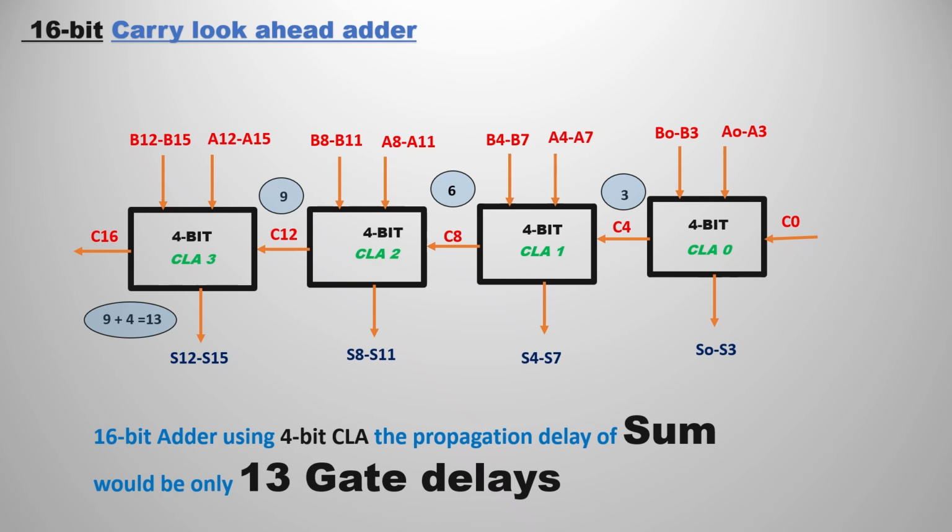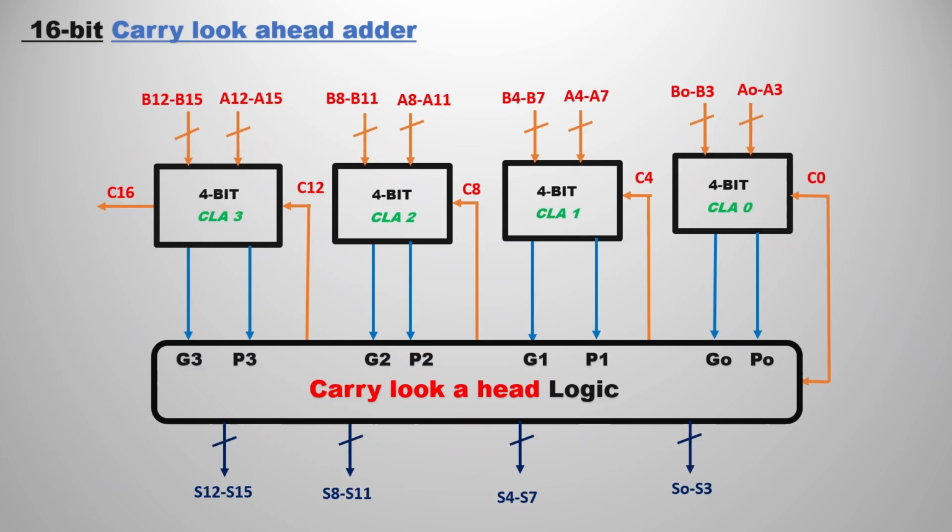I hope you understood the first representation of the 4-bit to 16-bit CLA adder. This is the second circuit diagram representation of the 16-bit carry look ahead adder. Why do we need it? We already have one representation, so why a second one for the 16-bit? Because this is more efficient than the previous one.